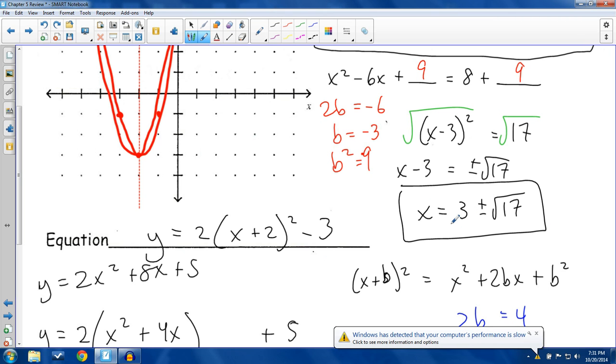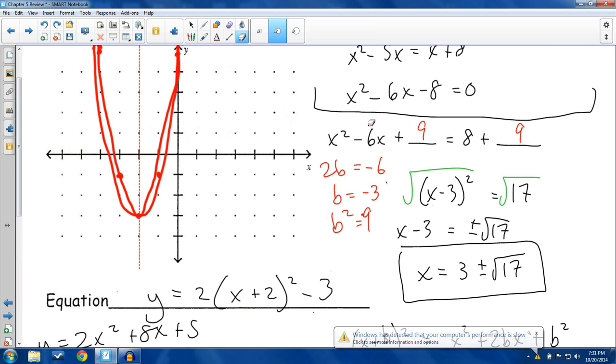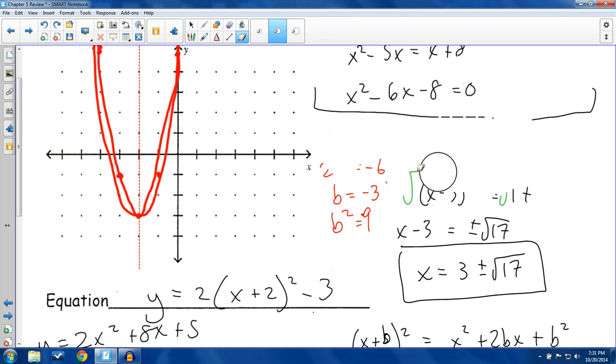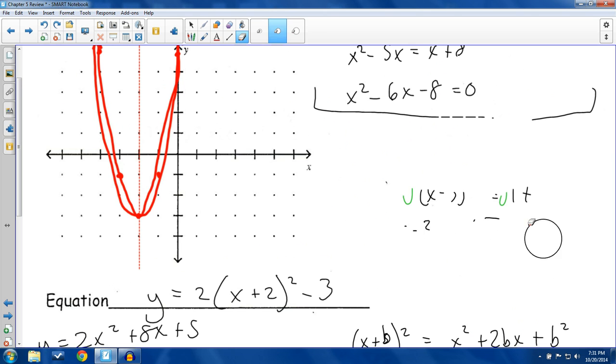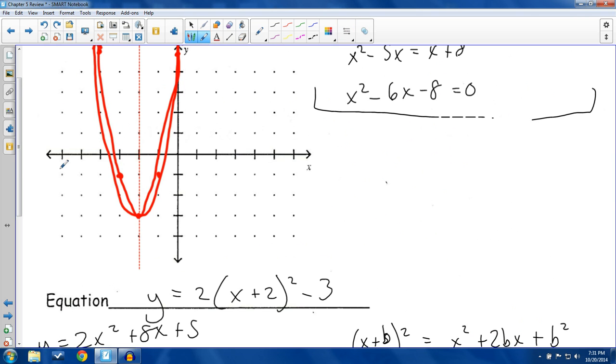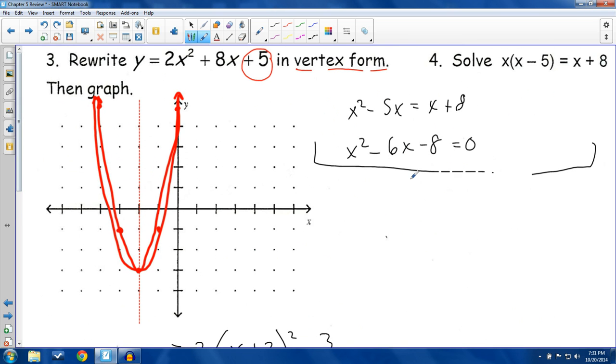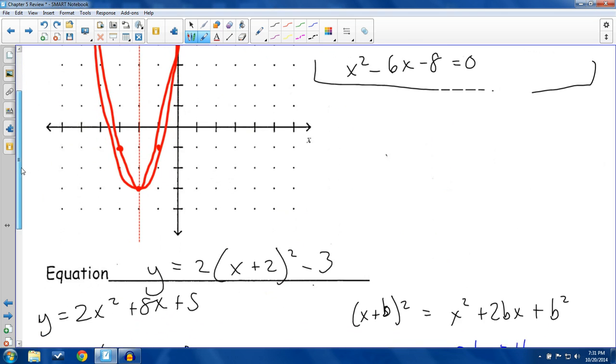Another way to solve for this, and I'm actually going to erase this here, is the quadratic formula. And I want to confirm, remember x equals 3 plus or minus root 17. Remember that answer. Quadratic formula, x equals negative b plus or minus the square root of b squared minus 4ac over 2a, can give you your exact answers as well. But let's first work toward the discriminant.